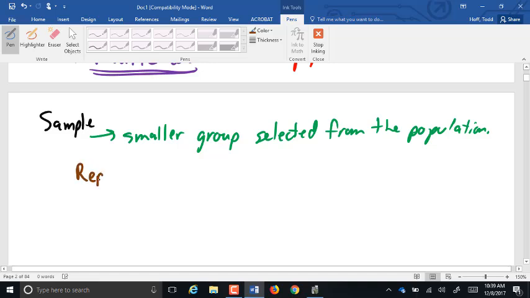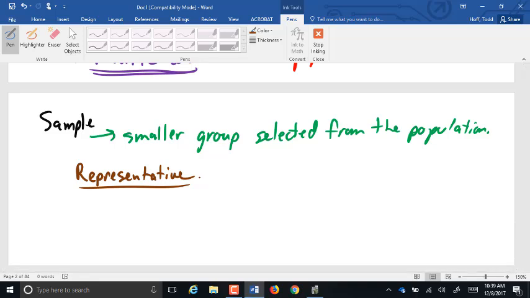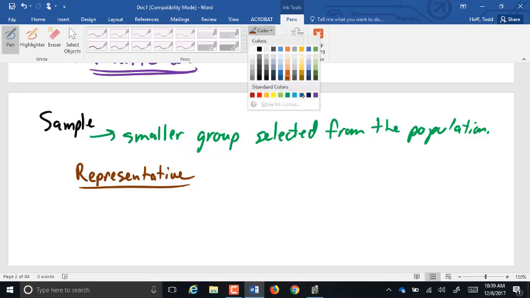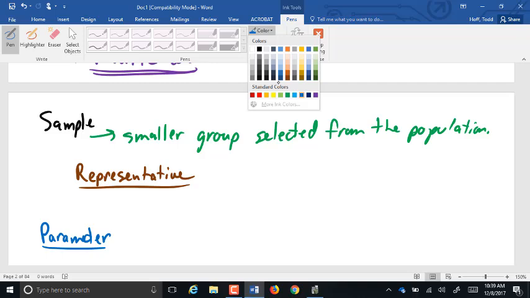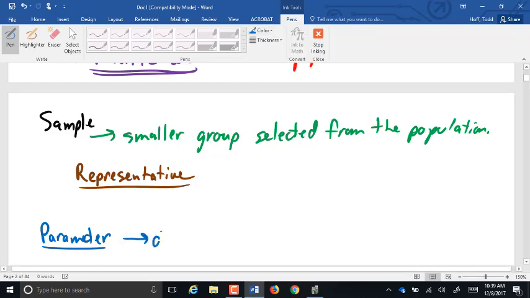We want those samples to be representative. For a sample to be representative, what that means is the sample is very similar to the population. We have something called parameters. A parameter describes the population.